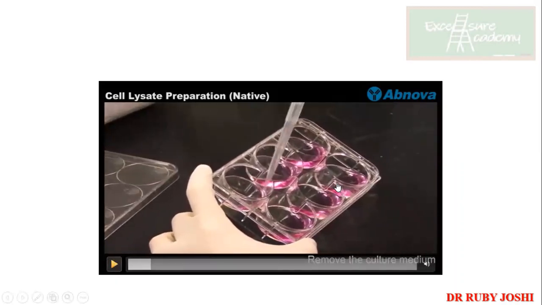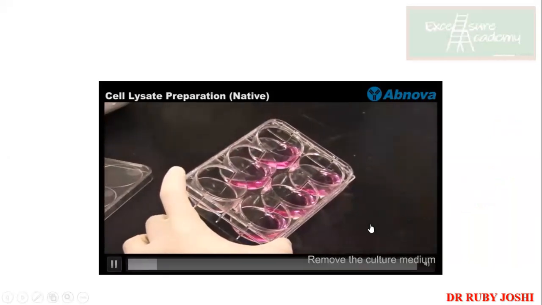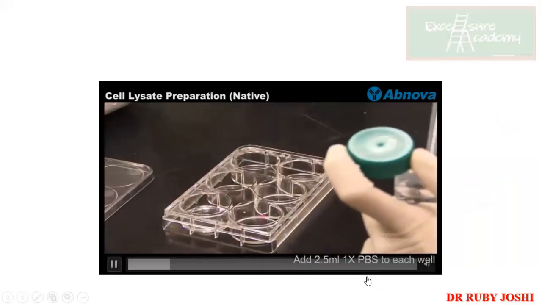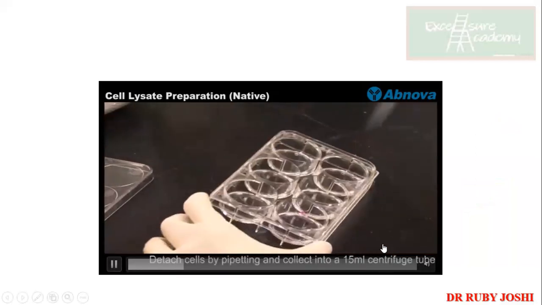So right now, in animal cells, you know the cells are attached to the bottom surface. It is called adherence. The cells are attached like this, and on the top, this pink thing is the media. Now this person is just removing the media. PBS is phosphate buffered saline. It is required to wash so that any remaining media can be removed.